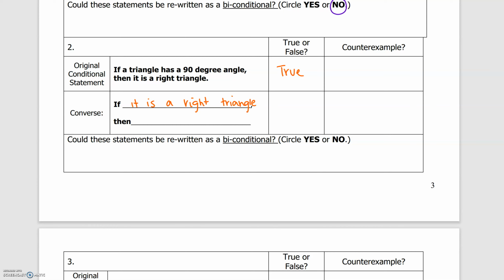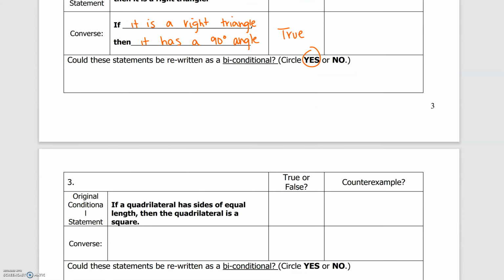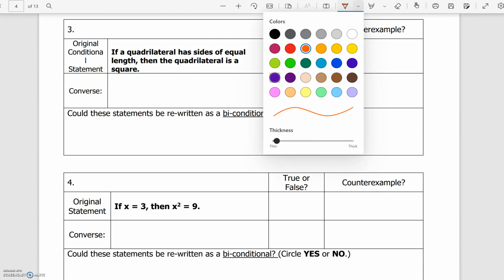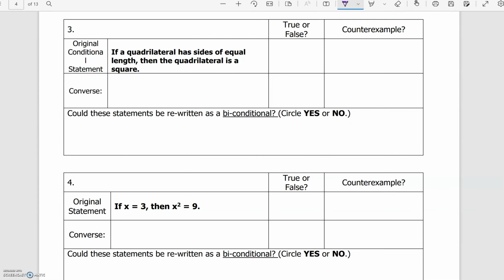then it has a 90-degree angle. There we go. And that is true. If it's a right triangle, it's going to have a 90-degree angle. So since both of those are true, we could write one, and we'll do that in a little bit after we talk about what that means. But let's continue on with our converse writing.